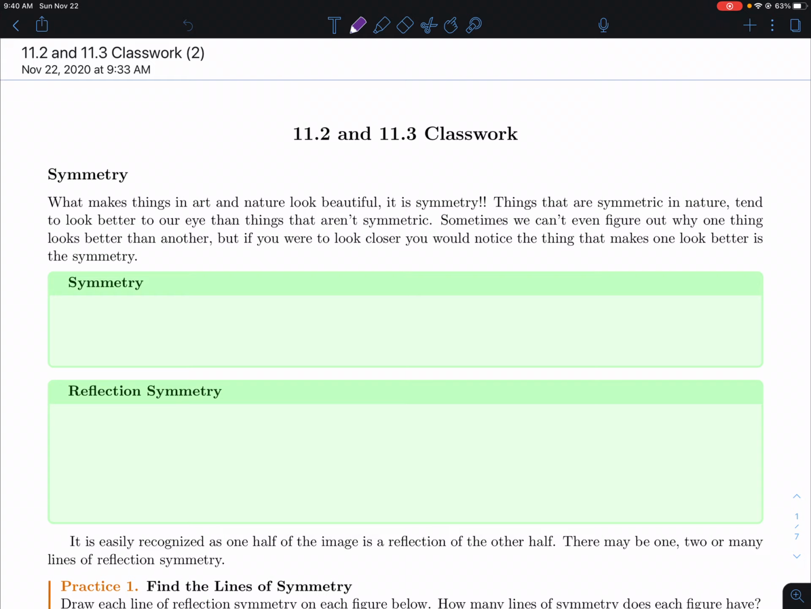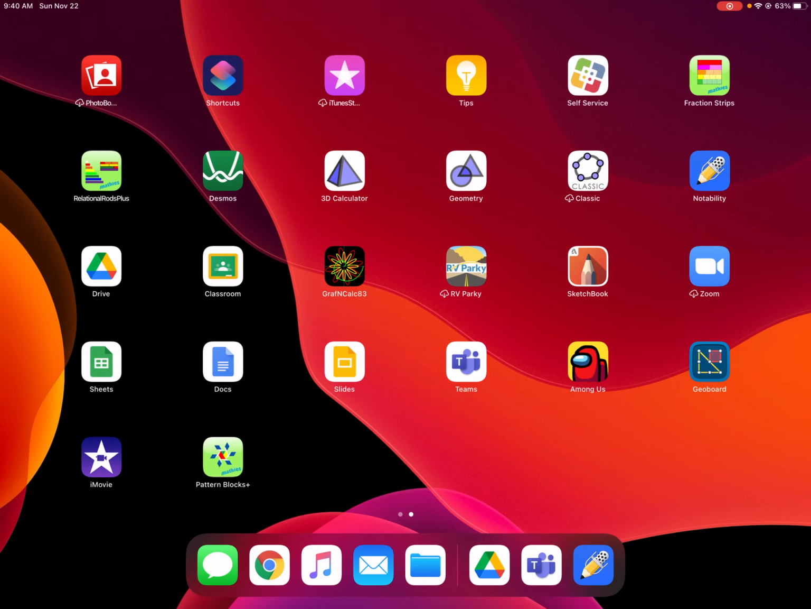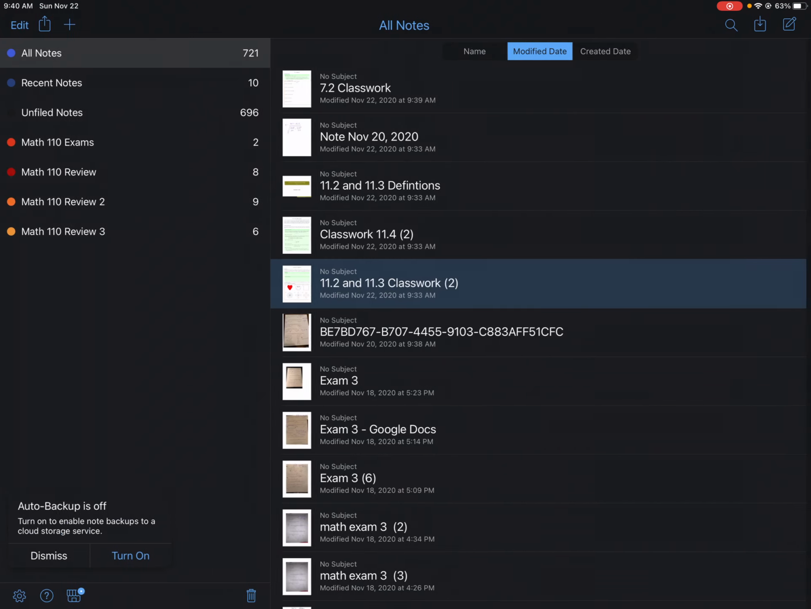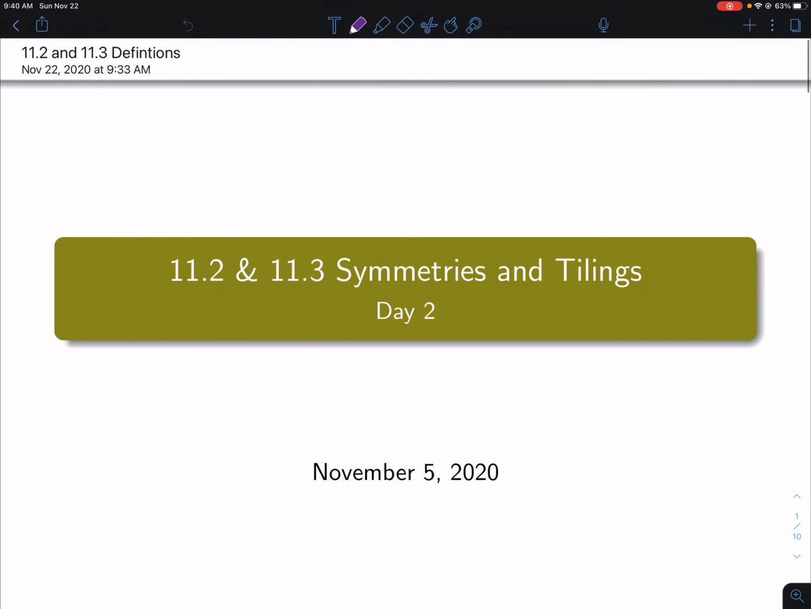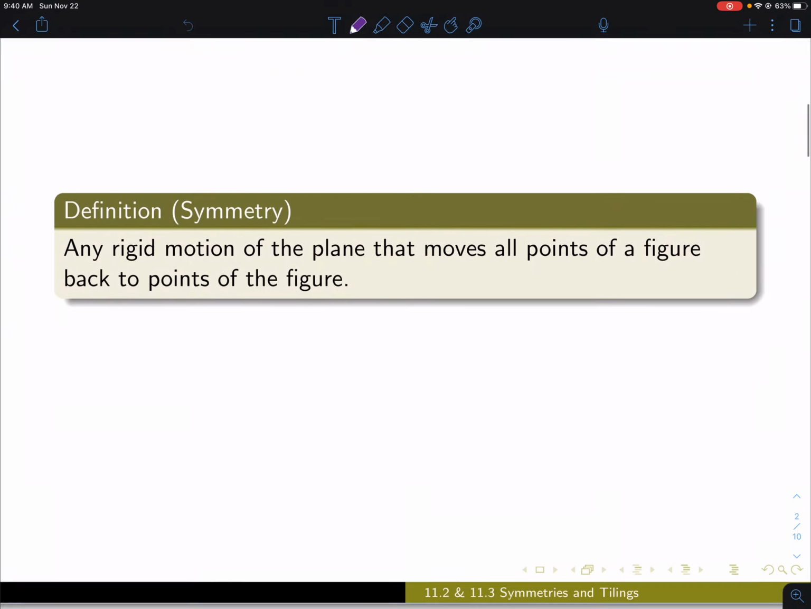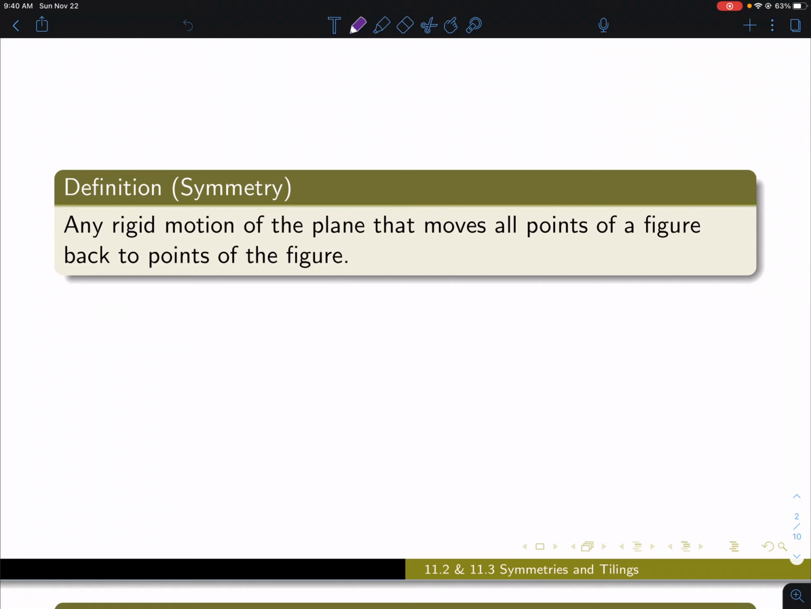I just mentioned here that symmetry comes up all the time, kind of what makes things look pretty. We've got some definitions of symmetry here. Let me flip over to the slide so you can see the definitions, and if you want to, you can write the definitions in first. A symmetry is just any rigid motion of the plane that moves all the points of a figure back to the same points of the figure.